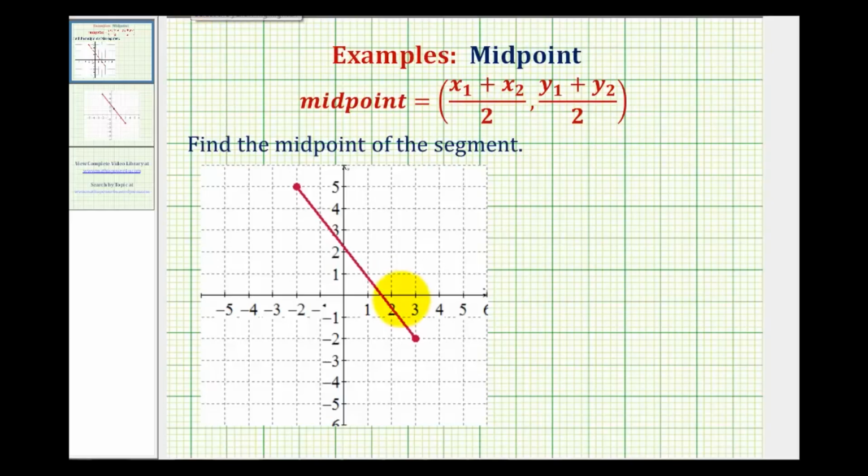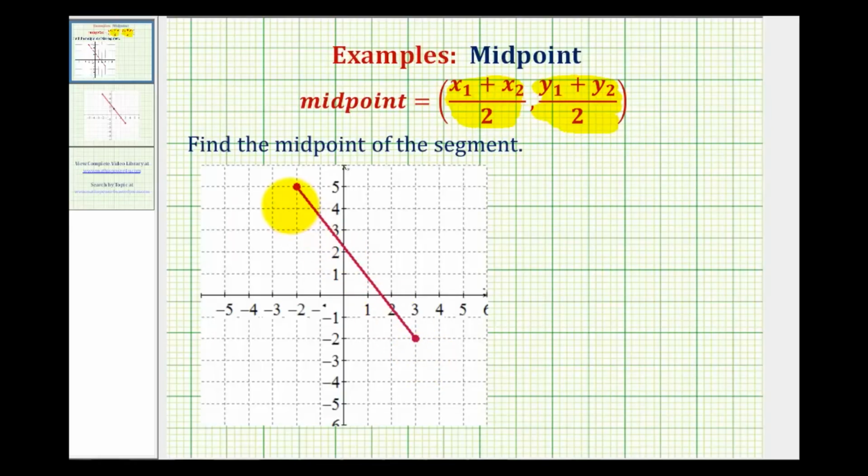To determine the midpoint of a segment, we first need to find the coordinates of the endpoints of the segment, and then we find the average of the x-coordinates, and we find the average of the y-coordinates. These values will give us the coordinates of the midpoint.